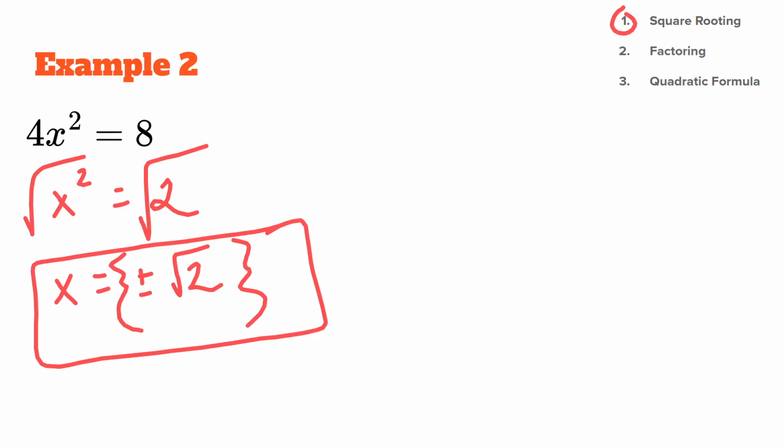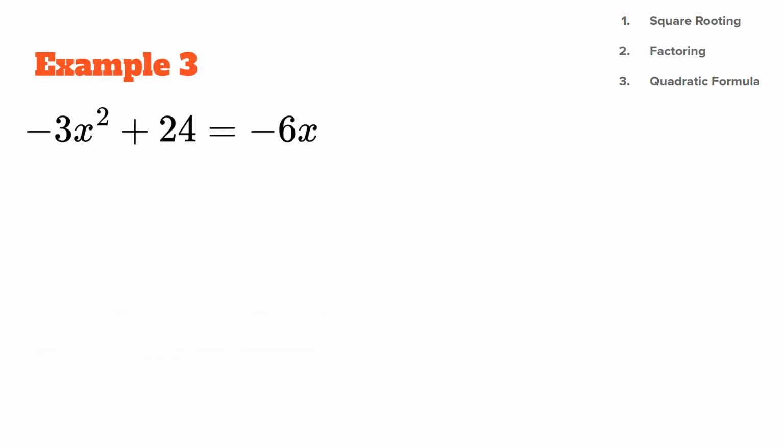Okay. So again, look for the square rooting first, because if you can solve by square rooting, it is going to be the quickest, easiest solving method. Okay. And then last example here. Right away, since we have an x term, I know that square rooting is not going to work. So let's try factoring. Let's see if factoring works out.